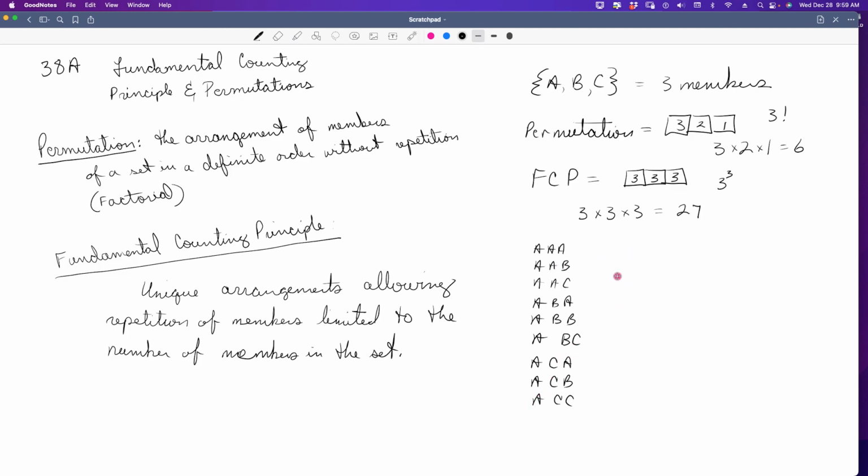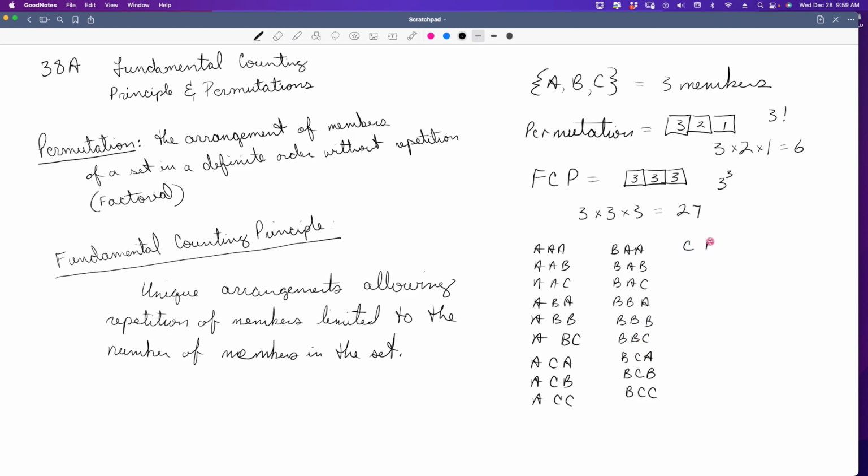Now, if I choose B for the first location, it's going to be the same thing. It's going to be BAA, BAB, BAC, BBA, BBC, BCA, BCB, and BCC. Those are all the possible permutations or arrangements for B when I allow B to be duplicated, and I also allow the other letters to be duplicated in that arrangement. And the same thing for C.